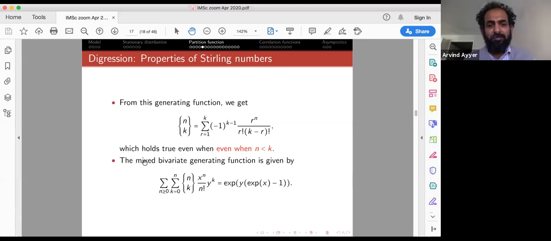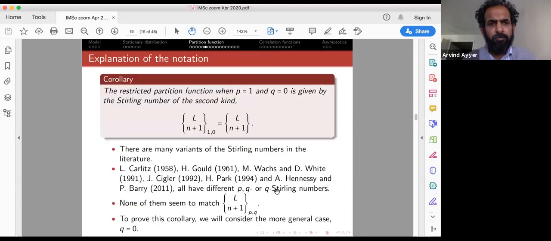So consider the bivariate generating function. Now I take a generating function both in terms of n and k, where the generating function in n is of exponential type, and the generating function in y and k is of ordinary type. Then you get this beautiful formula as a double exponential. It's e to the y times e to the exponential. Okay, so I will refer to this later.